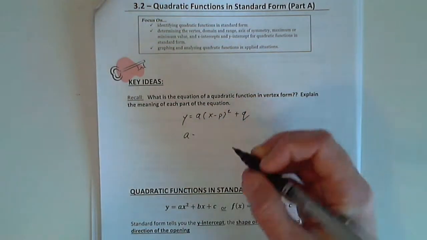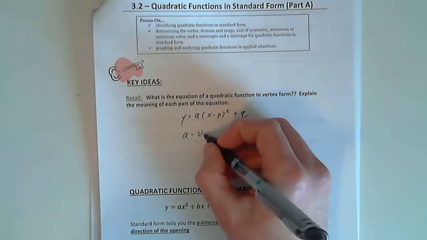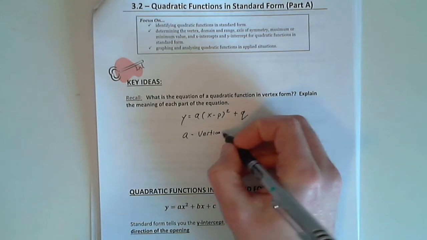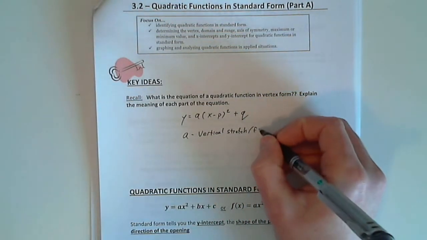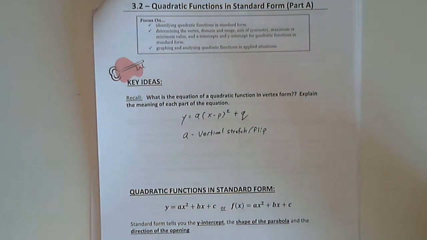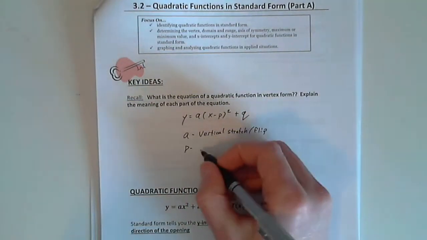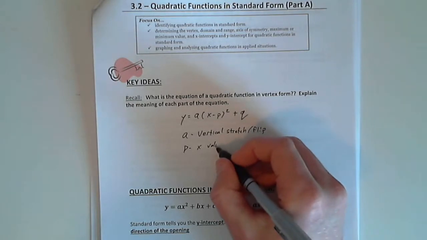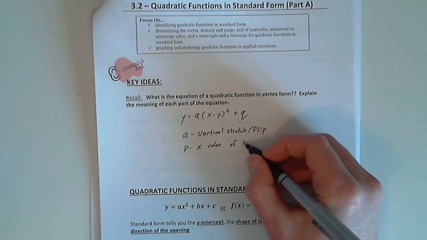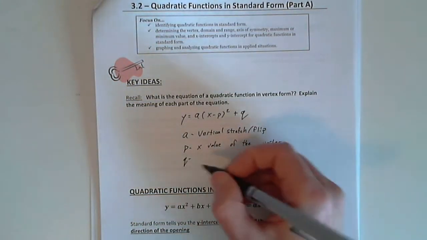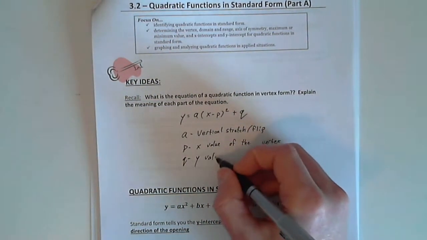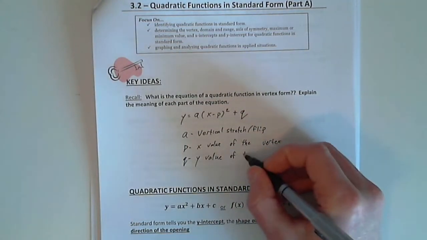So a is the vertical stretch and flip. That determines how sharp the U shape is, or if it's upside down. The p is the x value of the vertex. And q is the y value of the vertex.